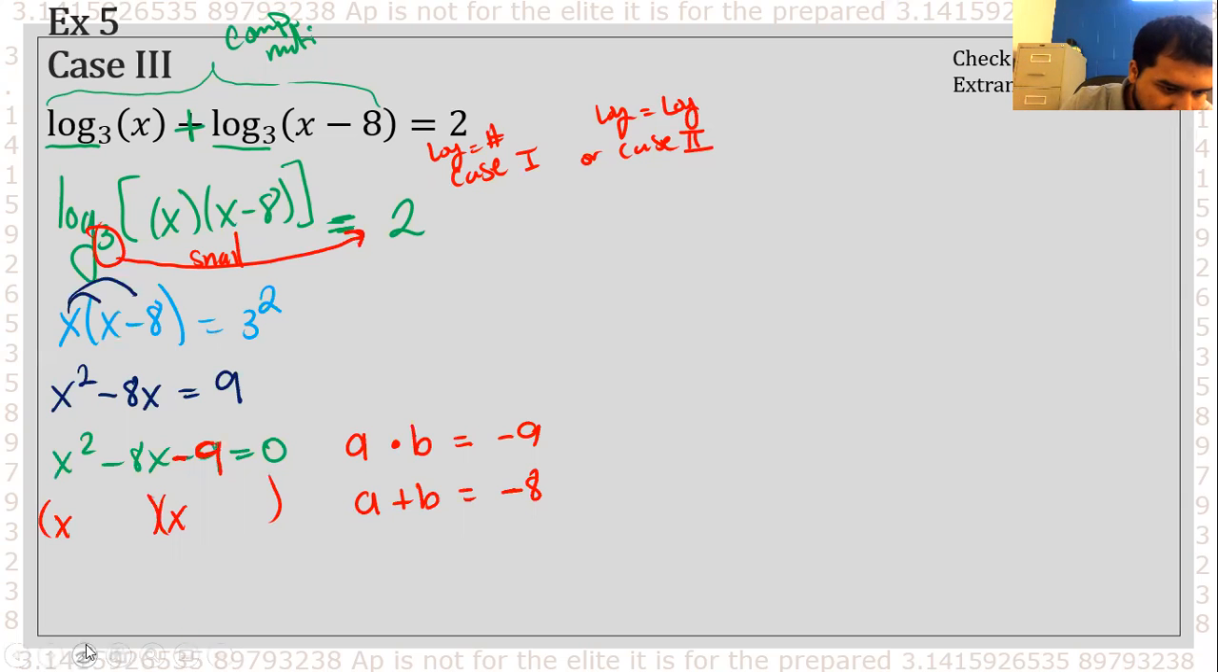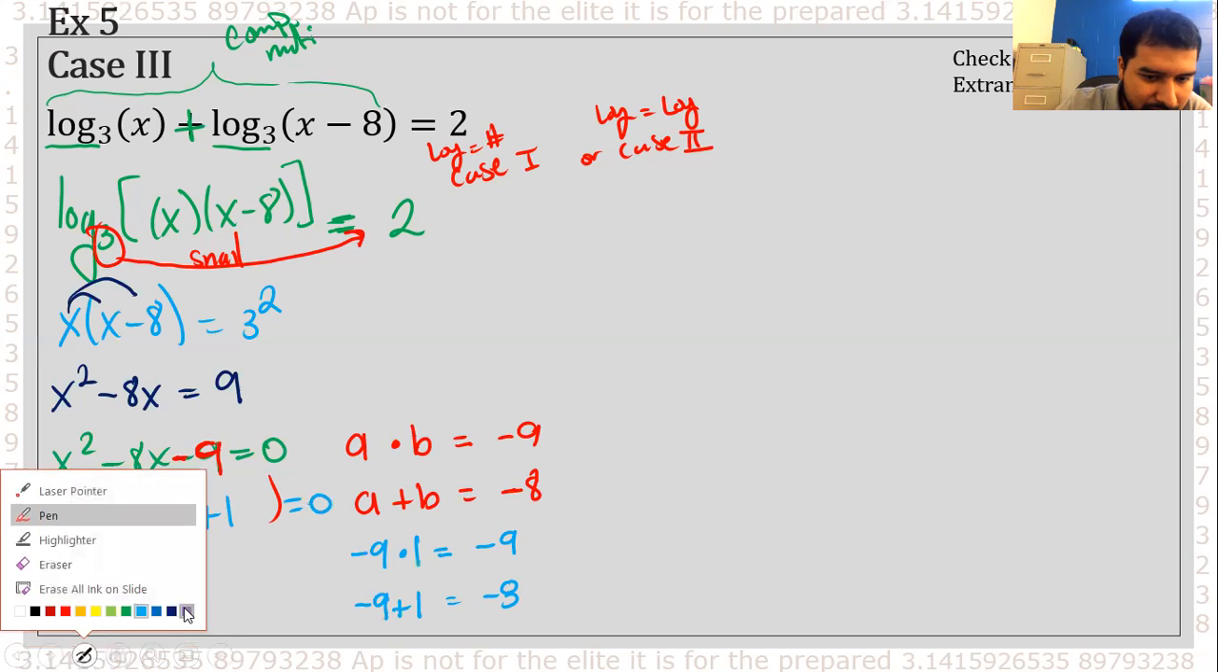Okay, so hopefully you were able to come up with the number 1 and the number 9. So let's say -9 times 1 is equal to -9. And if I add them together, -9 plus 1 is equal to -8. So this right here is a -9 and a +1 is equal to 0.